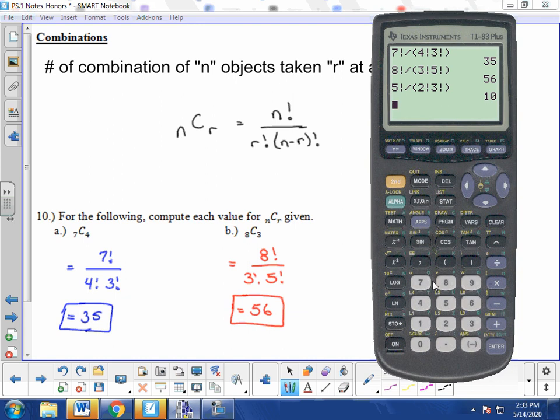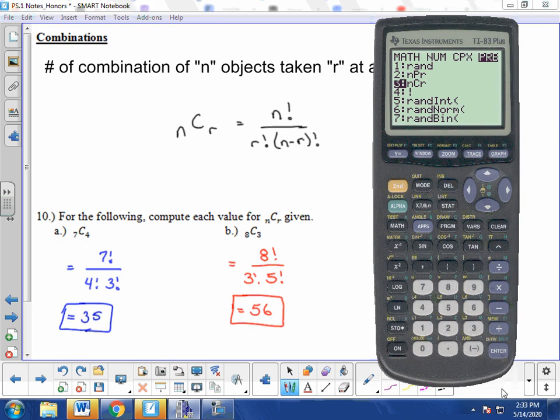So I would hit 7, then hit that math key, go over to probability again like before, but now I'm going to come down to the third option where it says nCr. This is the combination button. So I want to put in the 7 first to represent the n. Then I'm going to select this option here. And then I'm going to put in the 4, the r, and it gives me the 35. So you don't have to worry about doing the factorials. The calculator does it for you.